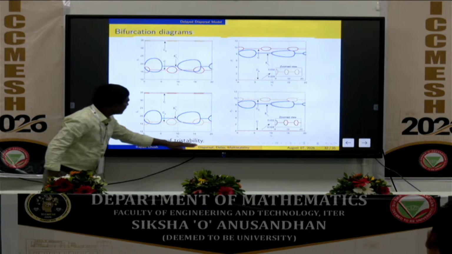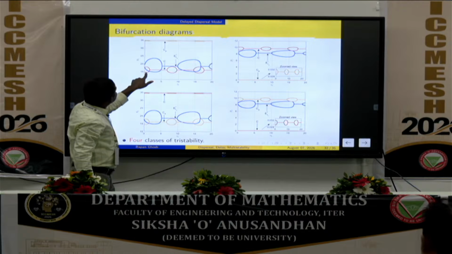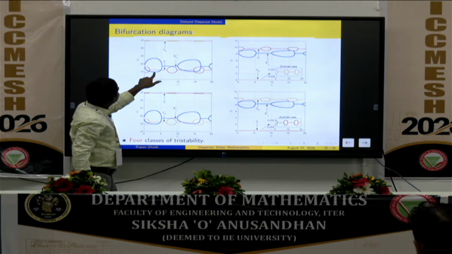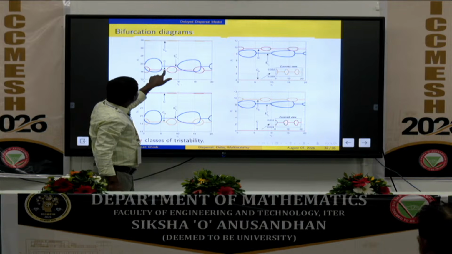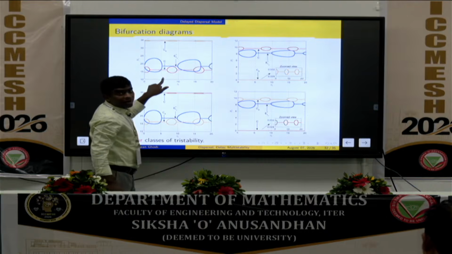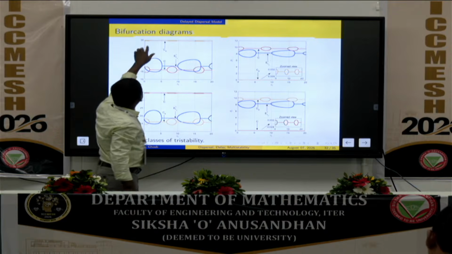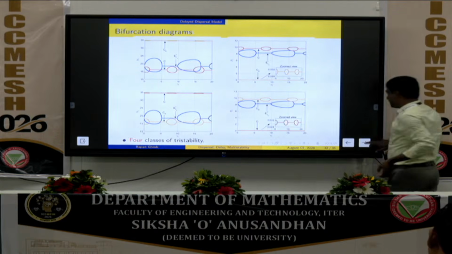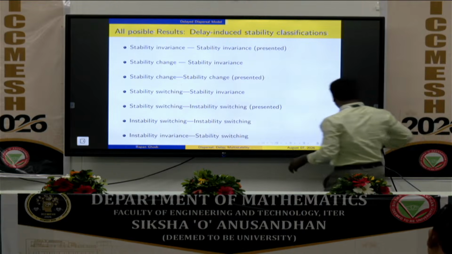So you can see 4 classes of tri-stability happening. This is the limit cycle bistability. Here you can see limit cycle and fixed point bistability. Here you can see unstable fixed point and stable fixed point bistability. You have one more symmetric case, and that is tri-stability. So many bifurcations and multi-stability can happen. There are many other situations that I do not discuss.